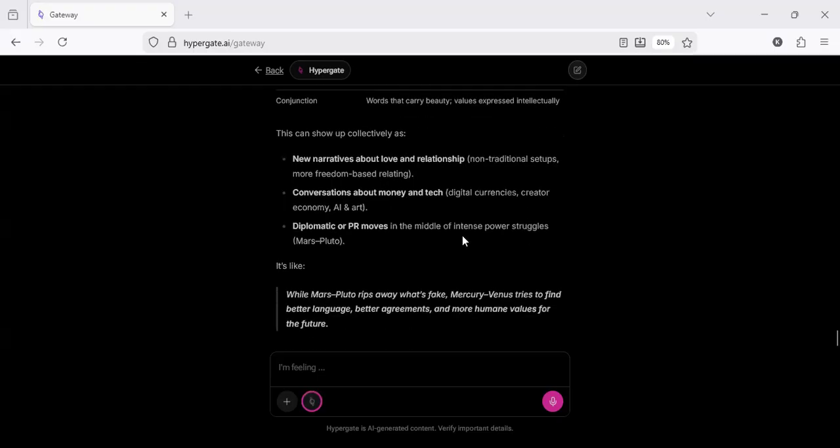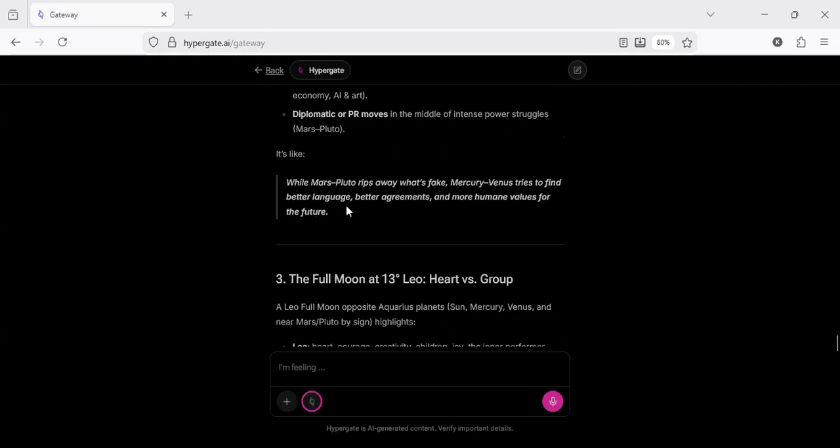New narratives around love and relationships, conversations around money and tech, diplomatic or PR moves, in the middle of intense power struggles. While Mars and Pluto rip away what's fake, I love it, what's fake, Mercury and Venus try to find better language, better agreements, and more humane values for the future.